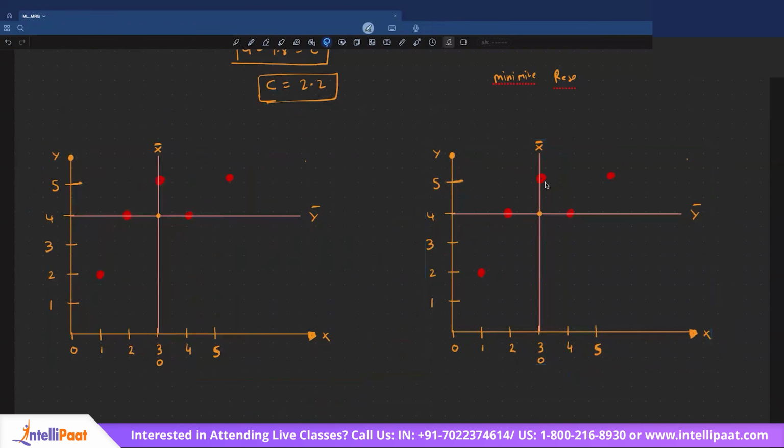I'm going to erase the middle line for a second so that you guys don't get confused. X bar, Y bar, I'm going to remove. Now we have a line that passes through the data like this. It is passing through the data points like this. This is the line that we have calculated.